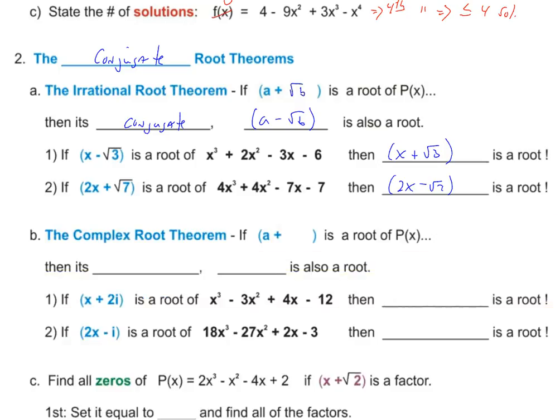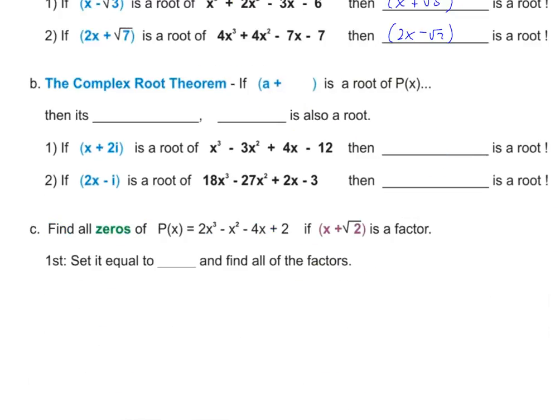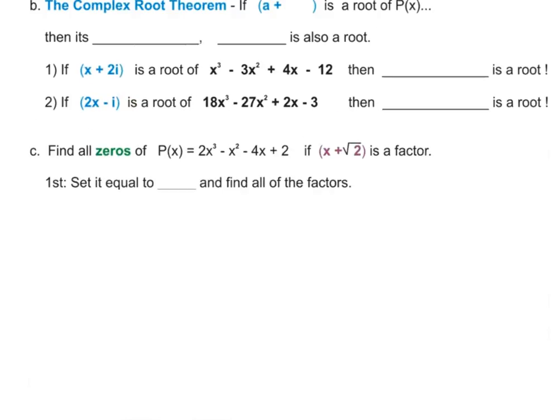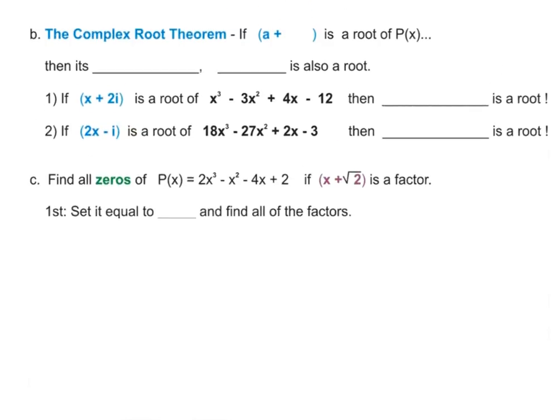Let me go higher for you here. All right, so then there's also the complex root theorem. What kind of numbers are complex numbers? I already said at the beginning, imaginary, right? So this would be a plus bi.